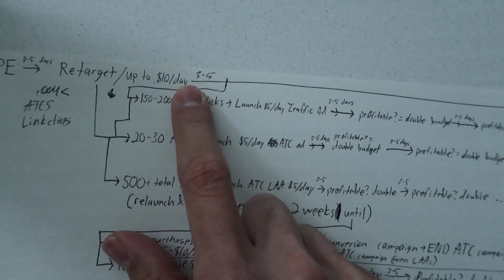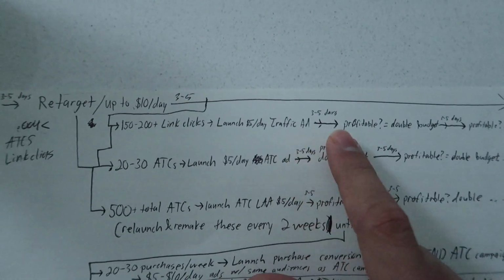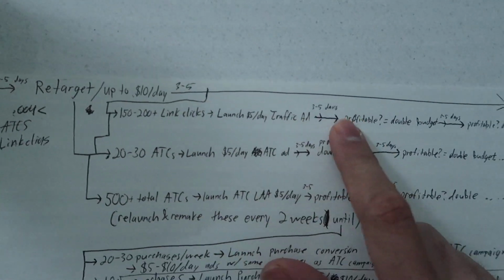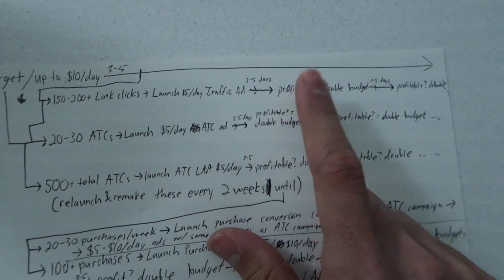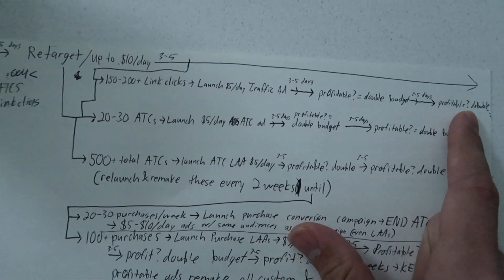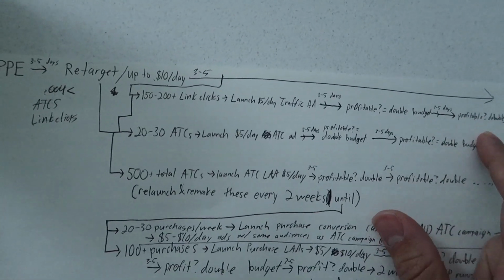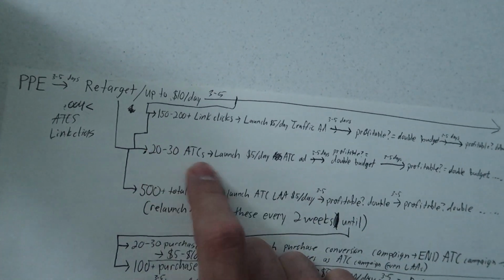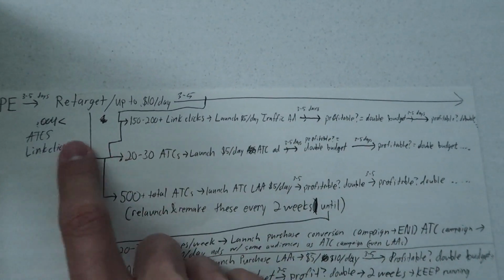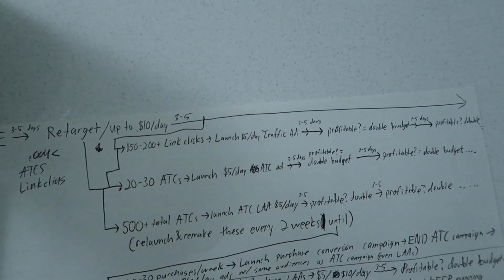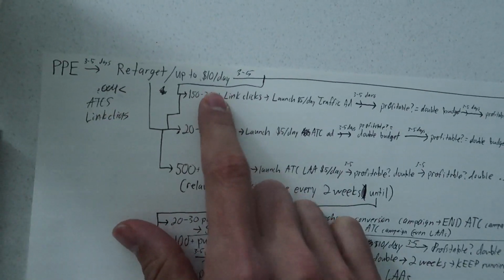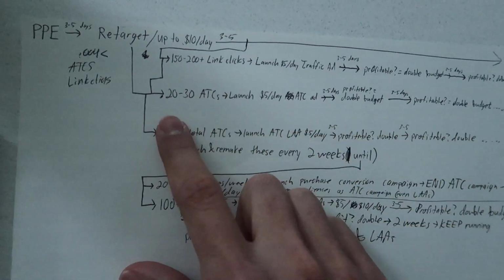Again, this stays on. Launch a $5 a day traffic ad with the same audience. You want to download the same audience you have right here, and then wait 3 to 5 days and see if it's profitable. If it is profitable, double the budget. Wait 3 to 5 days. Is it profitable? Double the budget, and so on and so forth, and keep doing that until you get to the 20 to 30 ATCs. And if it's not profitable and you're not getting any ATCs in this category, that's a good sign to just end the campaign completely, because ATCs are the sign that tells you that it's working, and proceed to the next level.